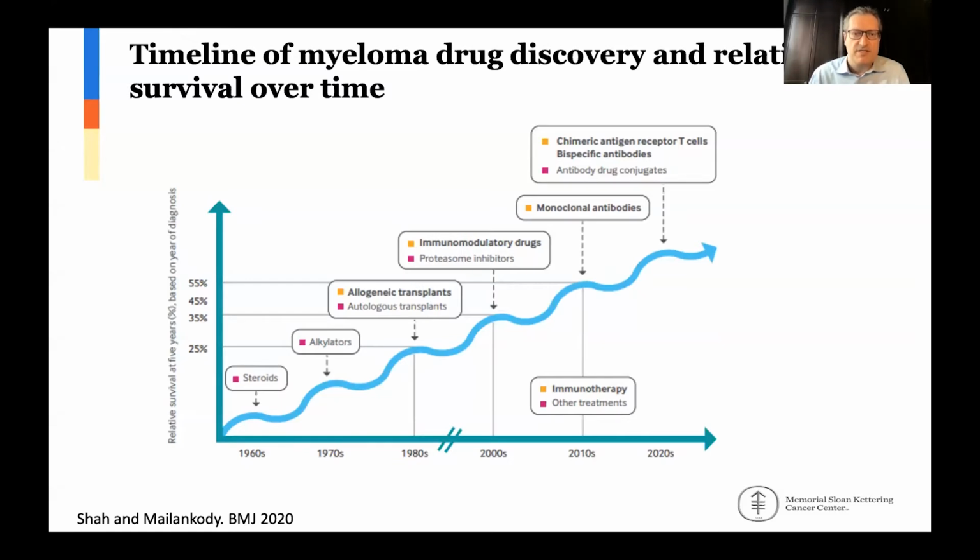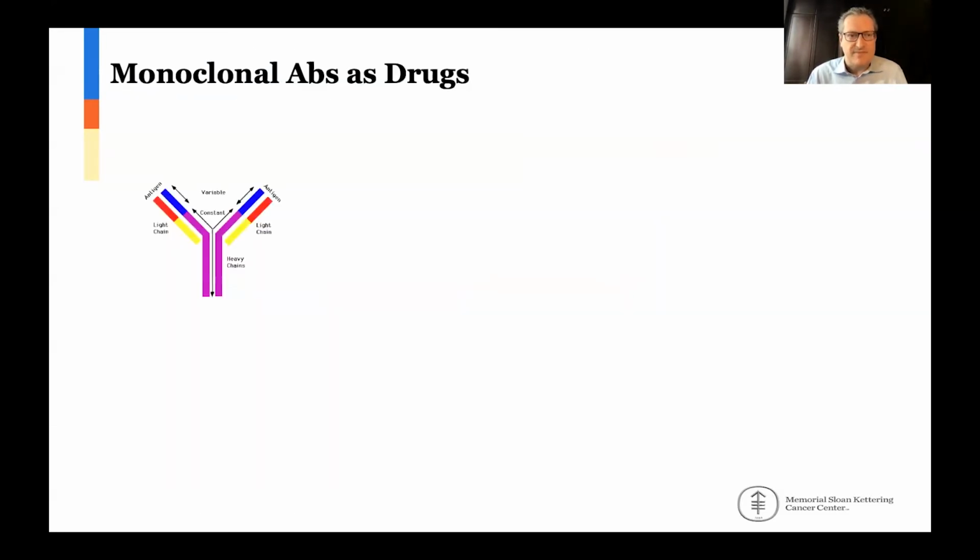Now, I want to focus specifically on monoclonal antibodies because a lot of the targets and the drugs are derived from monoclonal antibody-based technology. And I'm going to spend a little bit of time reviewing that. As you may know, monoclonal antibodies are antibodies that are generated in a laboratory, but are derived from natural antibodies that people have, right?